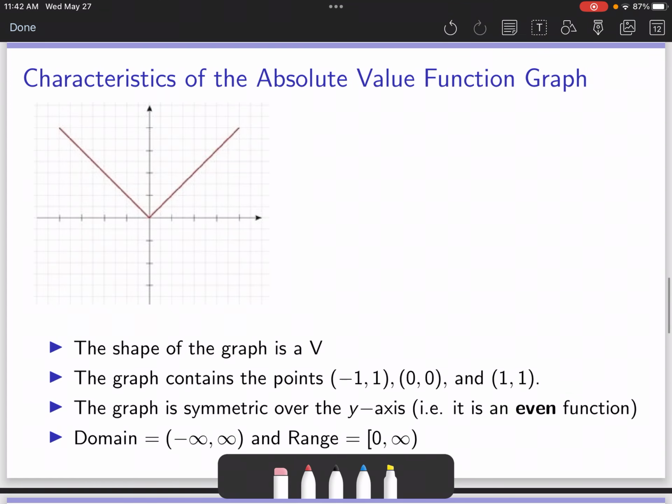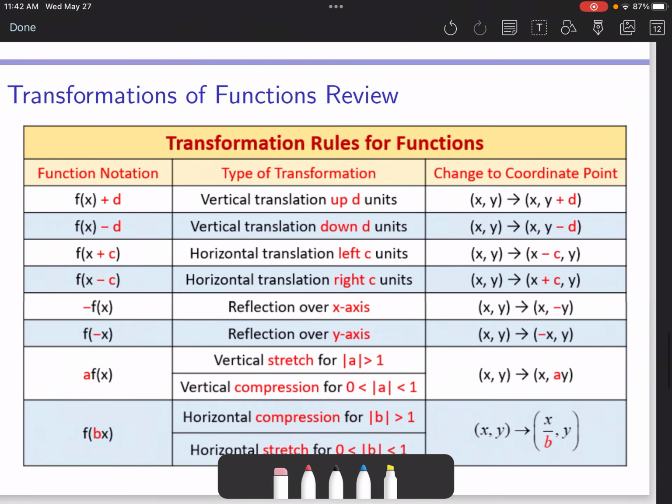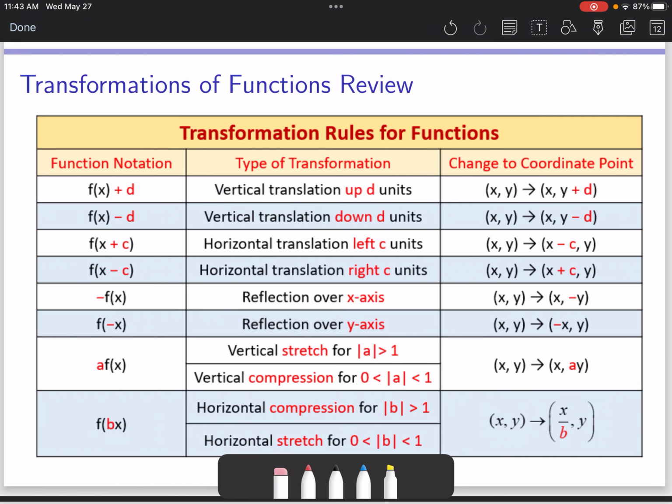So, recall we've talked about the transformations of functions. This little table here shows us all the different ways that we can move a function. The transformation of a function means you have the same basic shape.